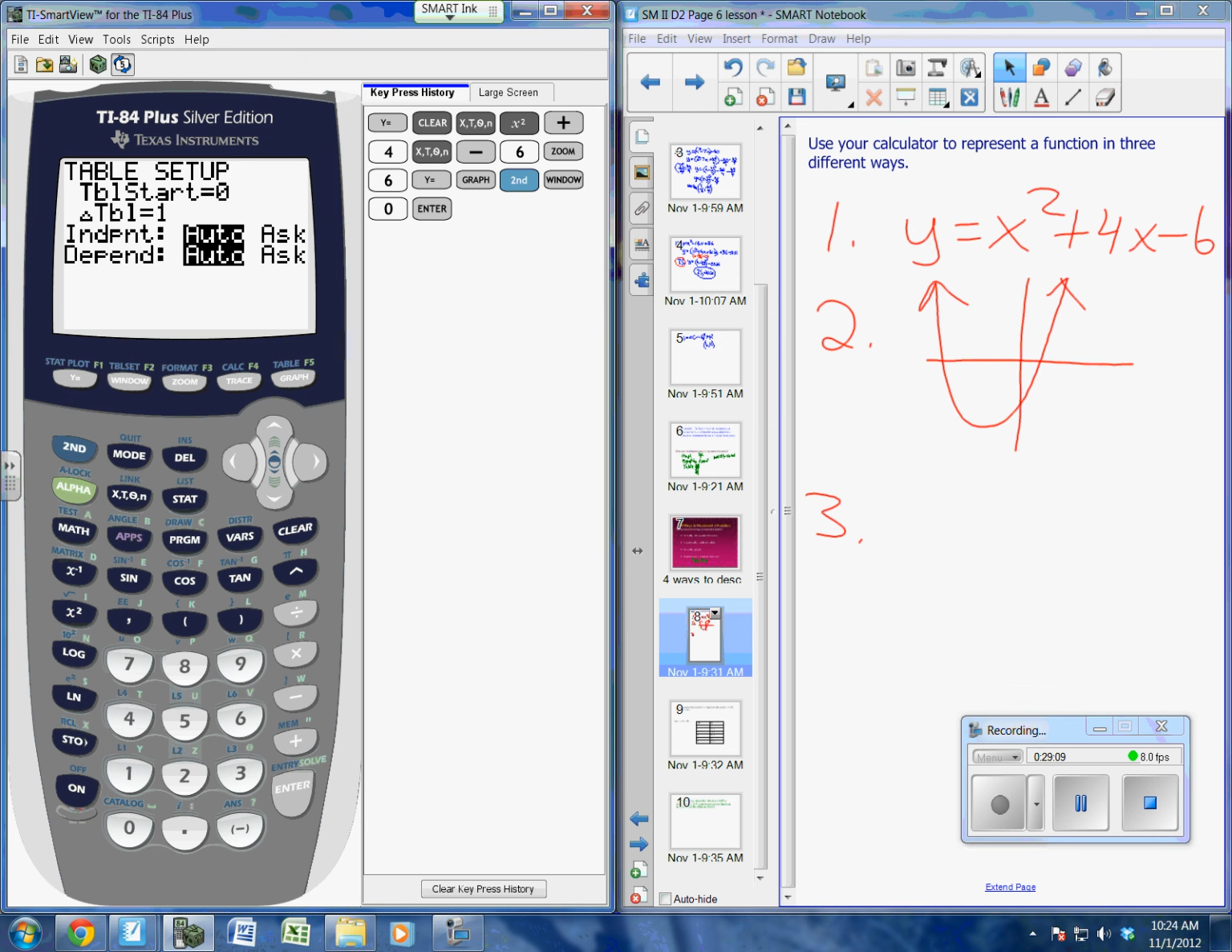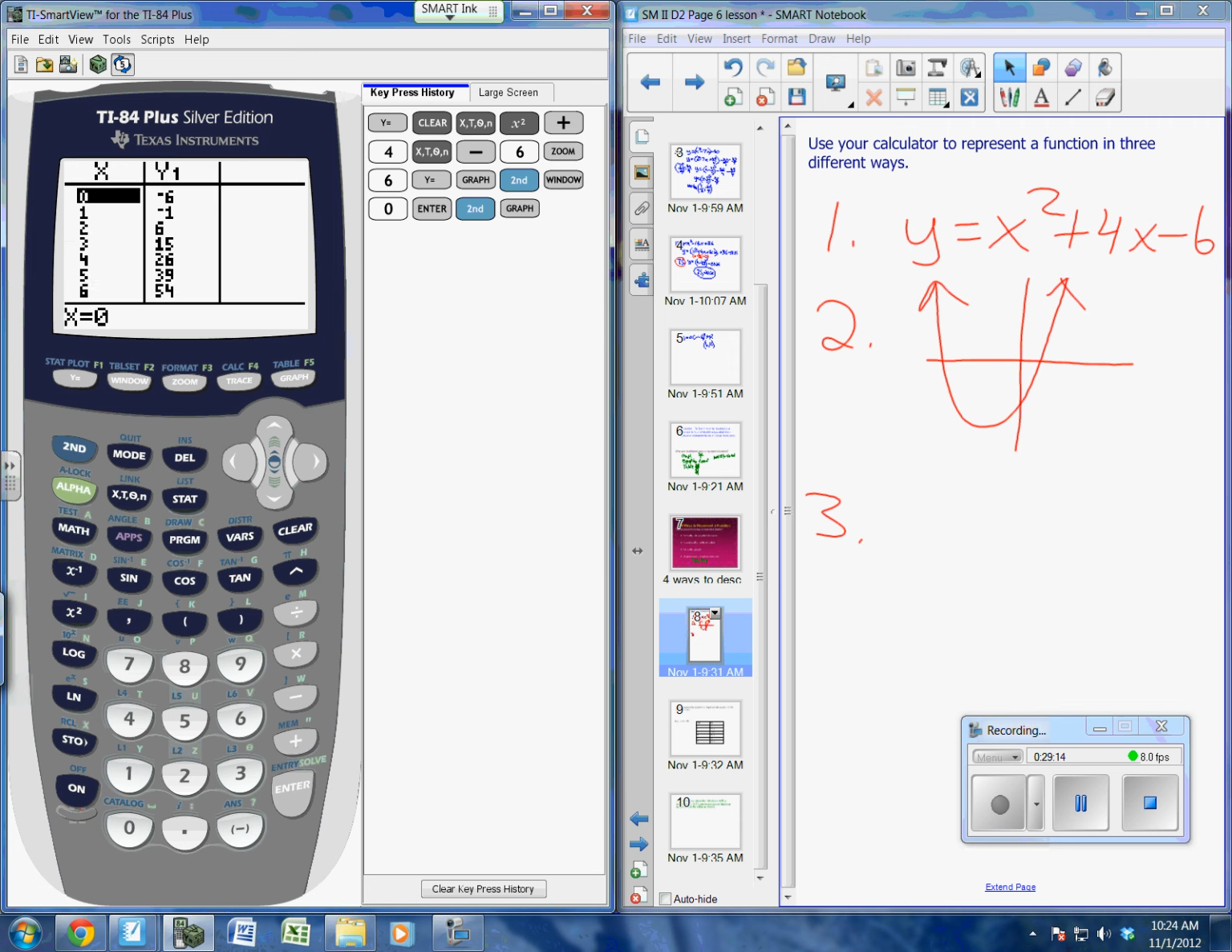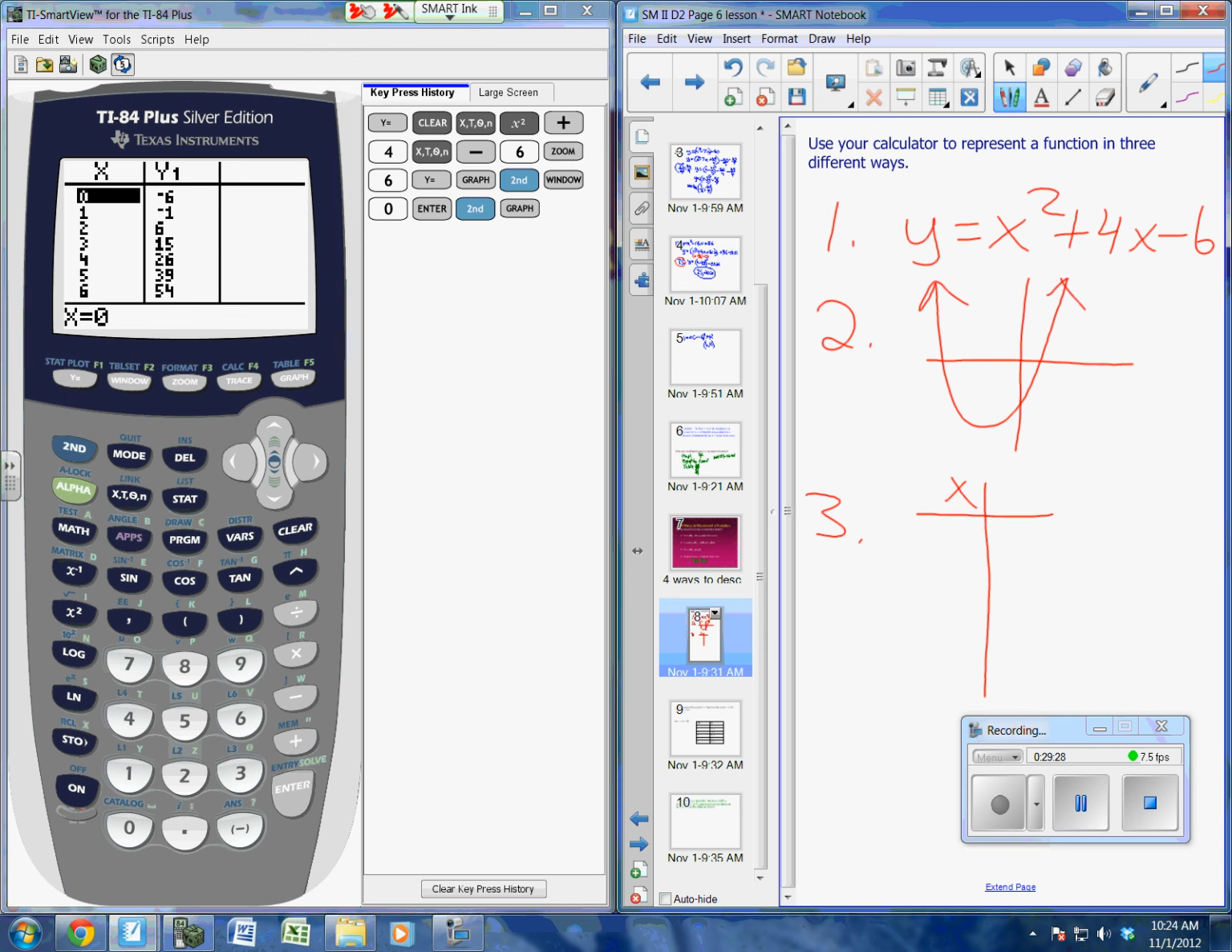Now everybody hit second and graph, because notice above it says table. There's an xy table. When x is 0, y is negative 6. When x is 1, y is negative 1. When x is 2, y is 6, and so forth. So let's write that on here. Notice right above the graph button, what does it say? Table. So you have to hit the second button and the graph button to get to table.